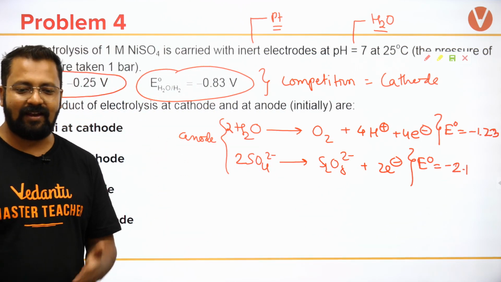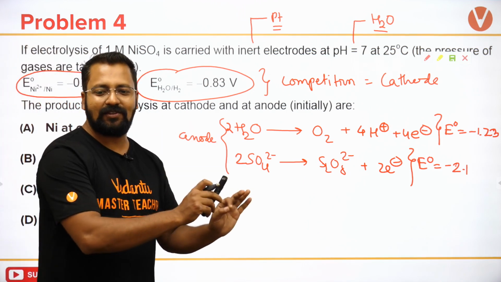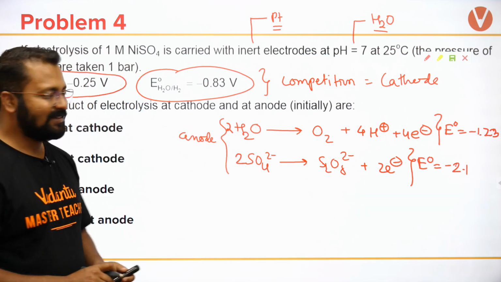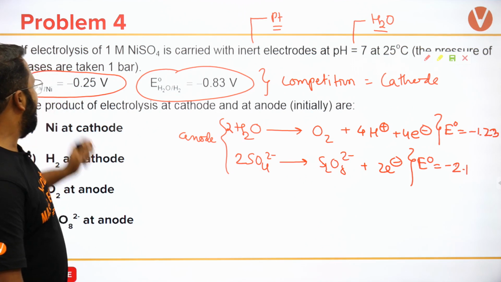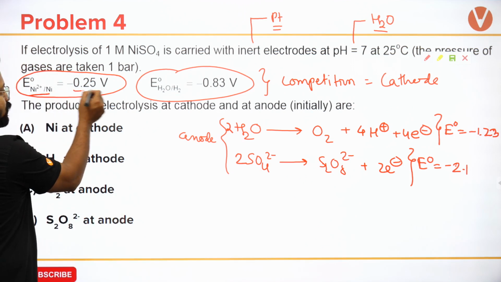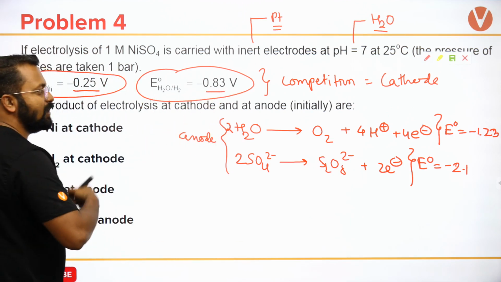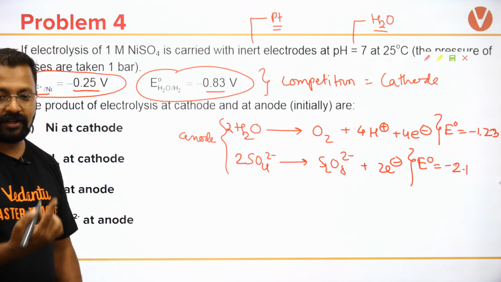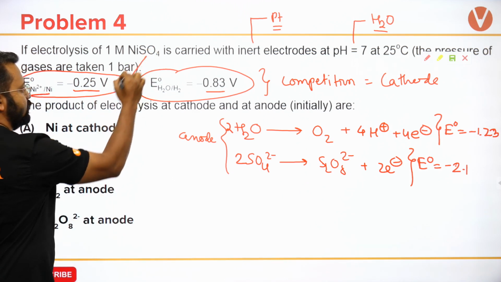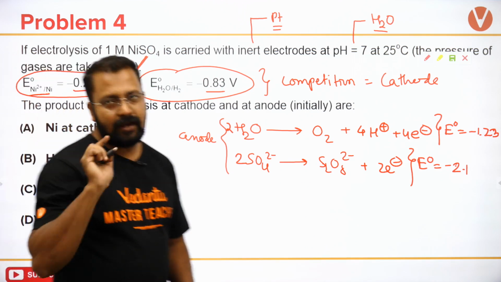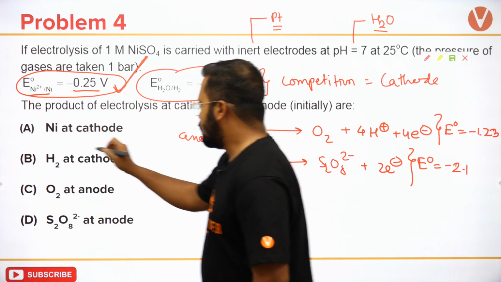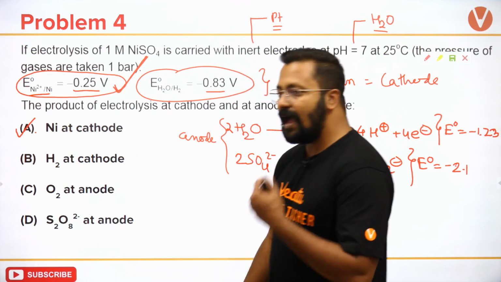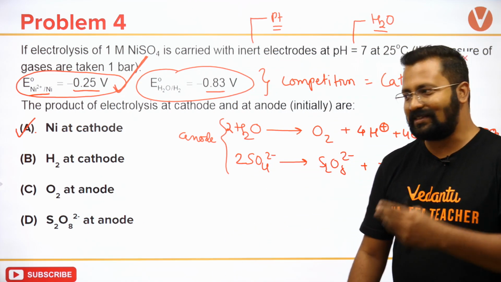It's value होता है यार, पहले भी हम कर चुके हैं ये. So Ni2 plus Ni minus 0.25, this is minus 0.83, which will give me a less positive value, Ni. So Ni will be obtained at the cathode. What would happen at the anode if I do it in the same way?